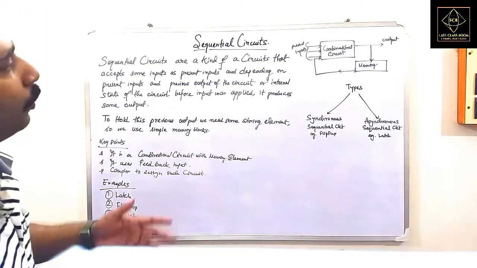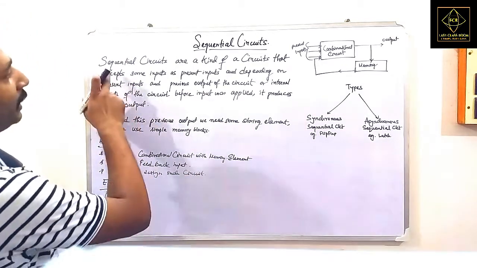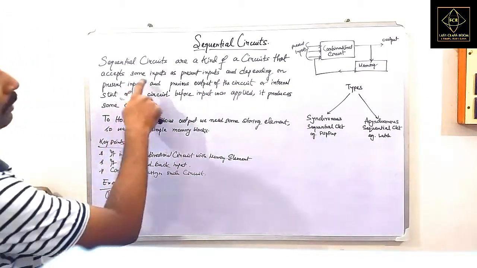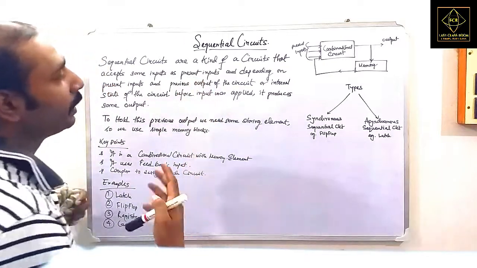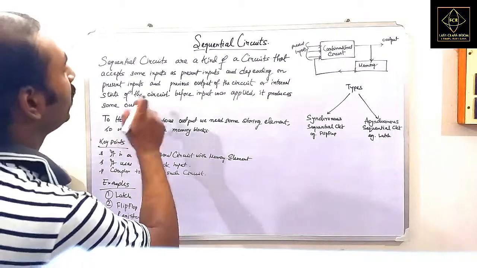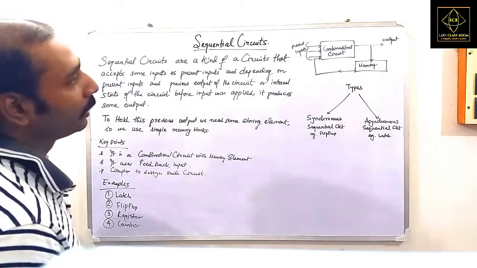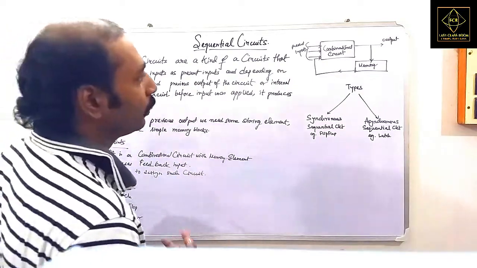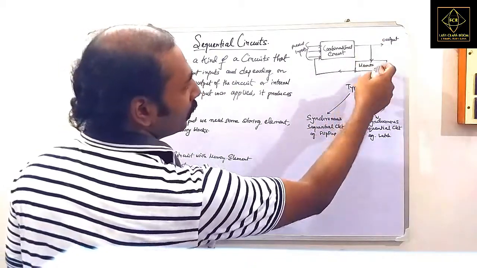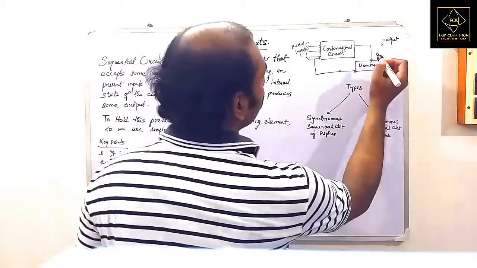Here in this circuit, we can see that it also has this feature: sequential circuits are a kind of circuit that accepts some input as present input. The combinational circuit depends only on present input, while the sequential circuit depends on the present input and the previous output of the circuit. What do we mean by the previous output? It is just the output that is here, and if we can store this output in some memory block, then that is the previous output.